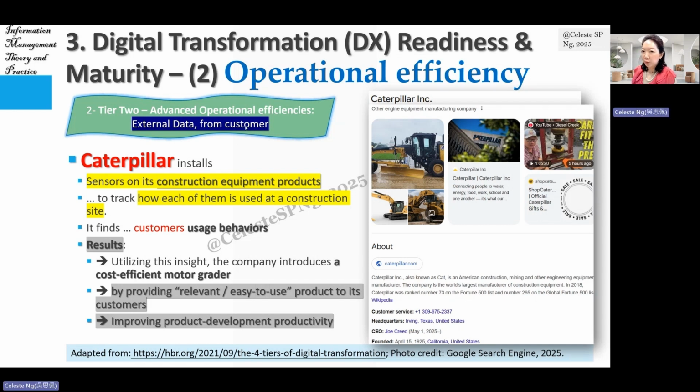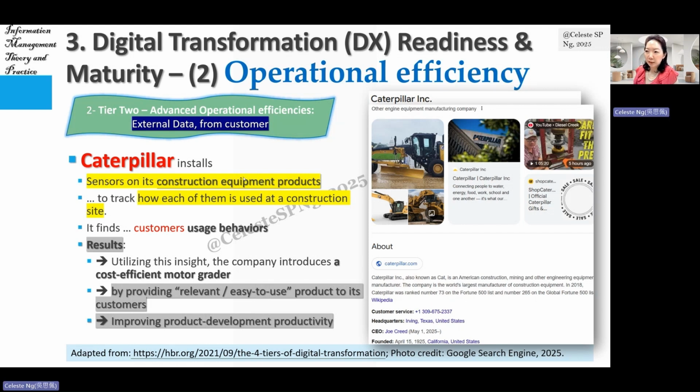For example, in this case, we are looking at Caterpillar. Caterpillar is also an American company, and this company is actually specializing in construction, mining, and engineering. Okay, various types of engineering equipment. So what Caterpillar does is that it attaches various sensors or IoT on its construction equipment and uses that sensor to collect data about how the customer are using its construction equipment.